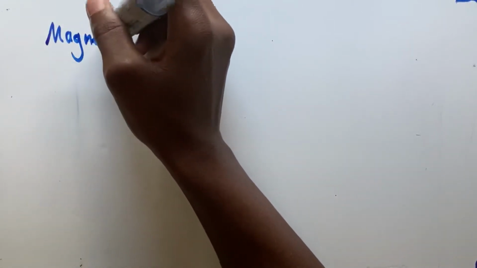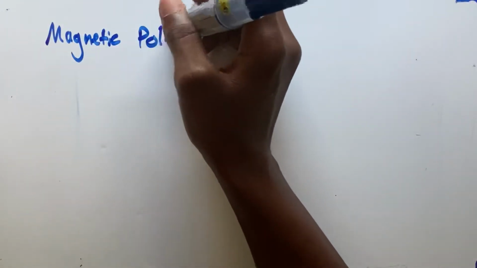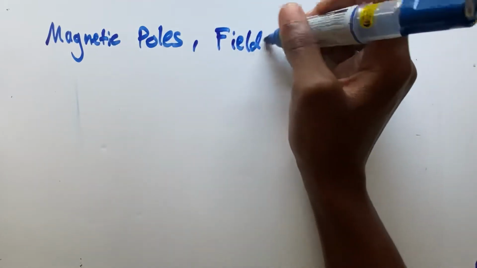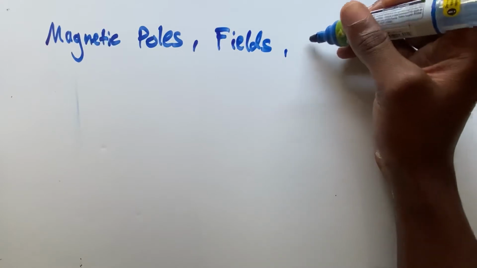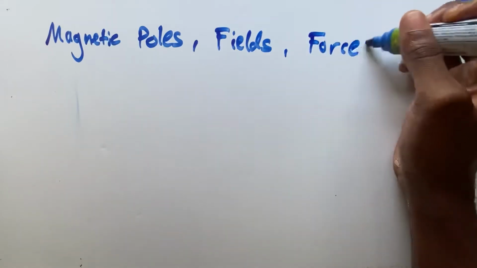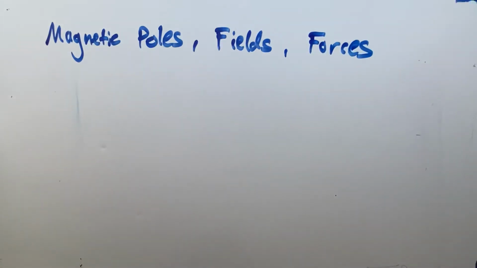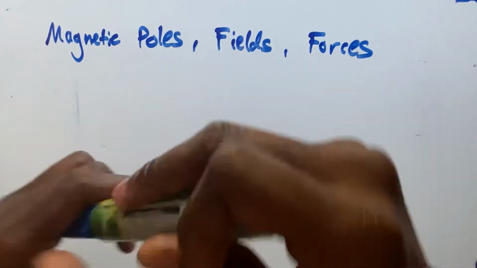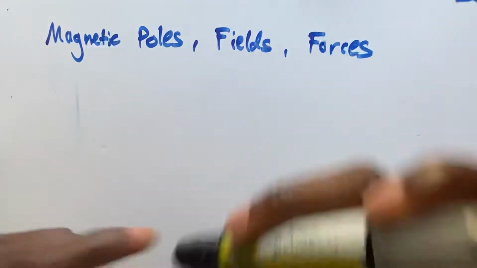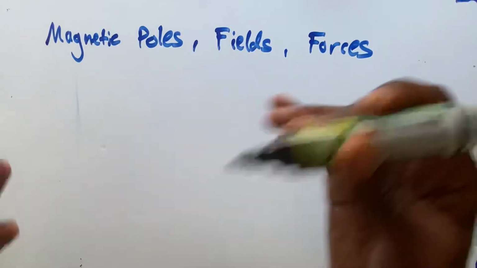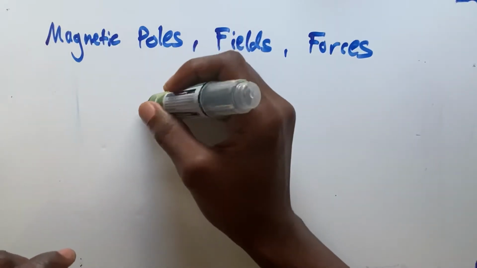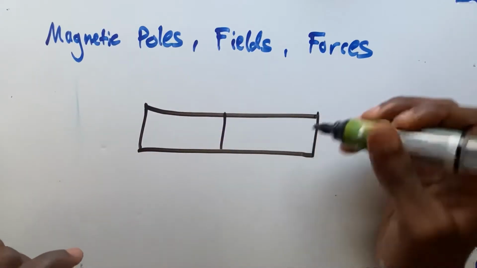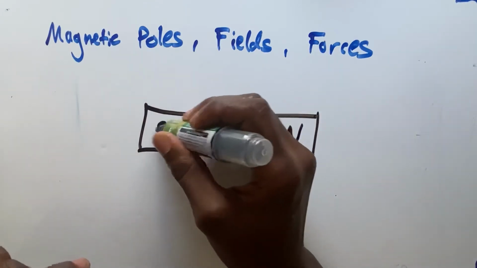So first, let's get into magnetic poles, fields, and what else? Forces. So first of all, a magnetic pole, which I'm sure you can probably guess, is basically the north or the south pole of a magnet. So let's say this is a magnet here, right? And this is the north pole and this is the south pole.